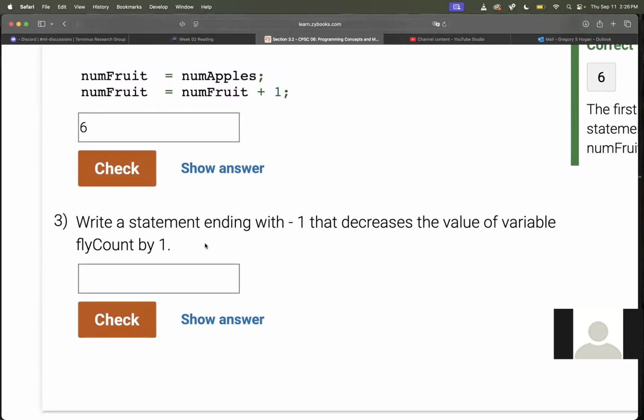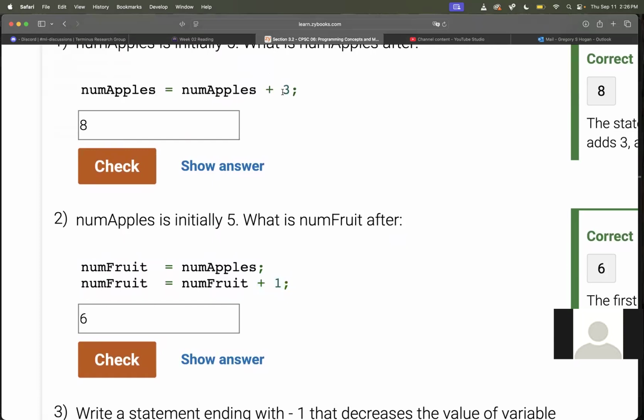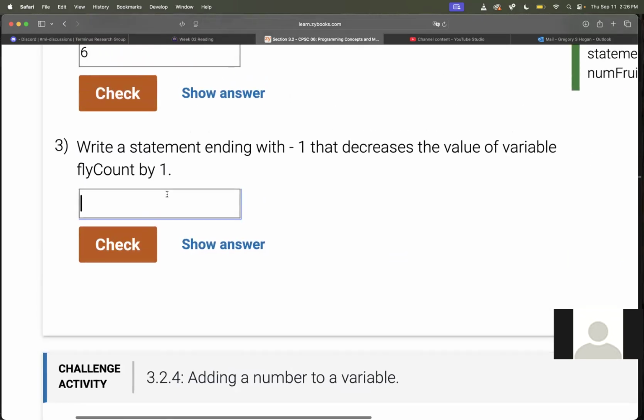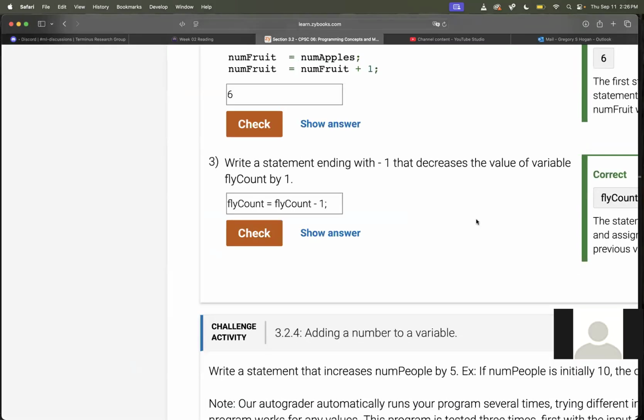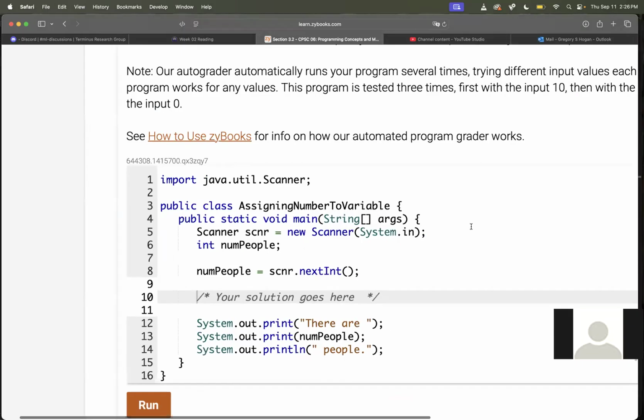All right. Write a statement ending with -1 that decreases the value of a variable fly count by 1. So when it's a +1, that means add 1. And when it's a +3, that means add 3. So if we're subtracting 1, it would look similar, but it would be fly count equals fly count -1, right? So this line would subtract 1 from whatever the previous value is. We get it right.